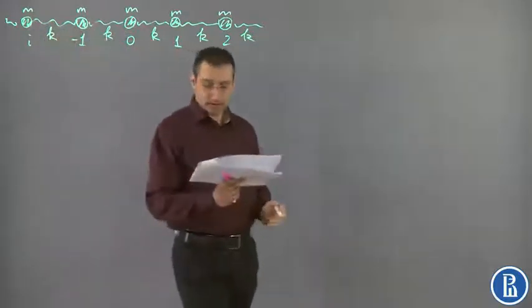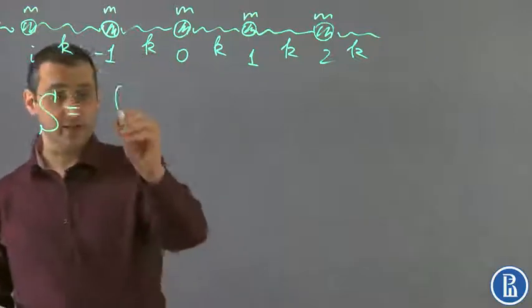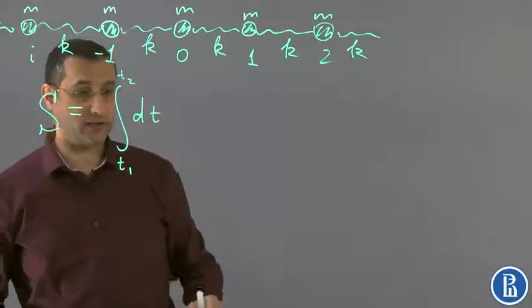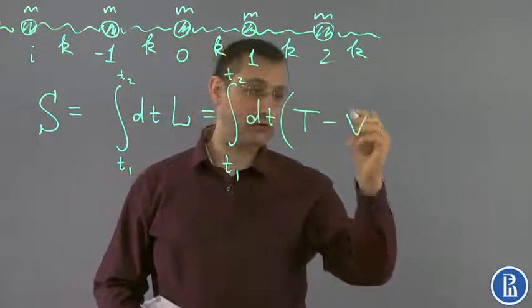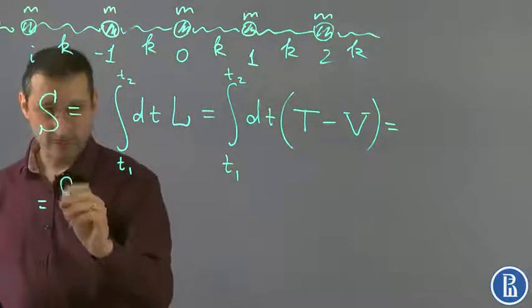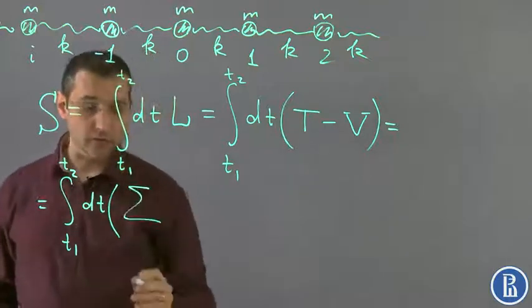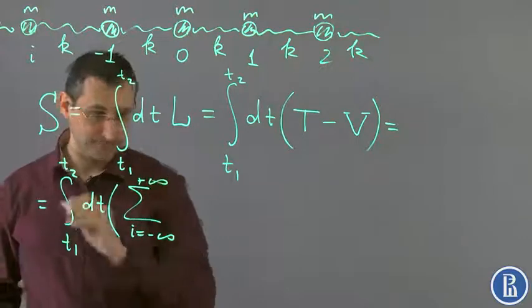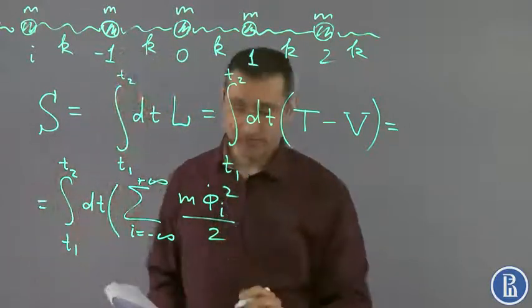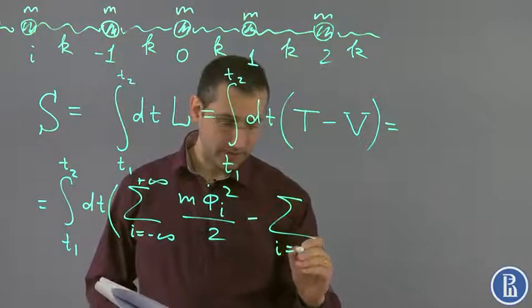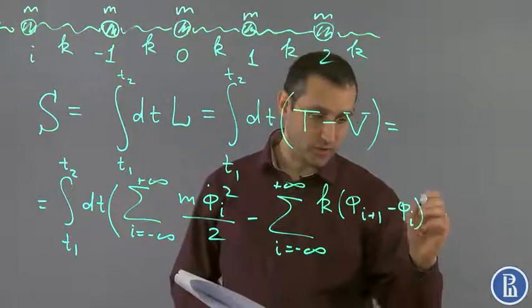It is not hard to find that the action for this system, which is just the integral over dt from t1 to t2 of the Lagrangian, which is just the difference between total kinetic energy minus total potential energy. In our case, the total kinetic energy is just the sum of all kinetic energies of the particles from -infinity to +infinity, m phi I dot squared over 2. Who phi is, I will explain in a second. The potential energy is the sum over I from -infinity to +infinity of k (phi I plus 1 minus phi I) squared over 2.